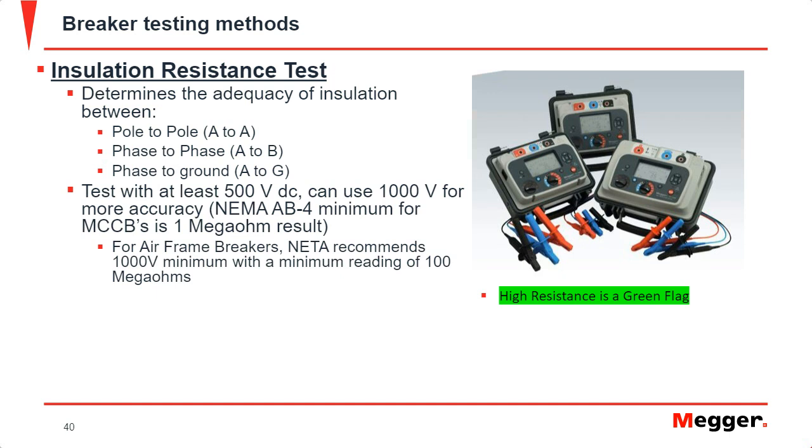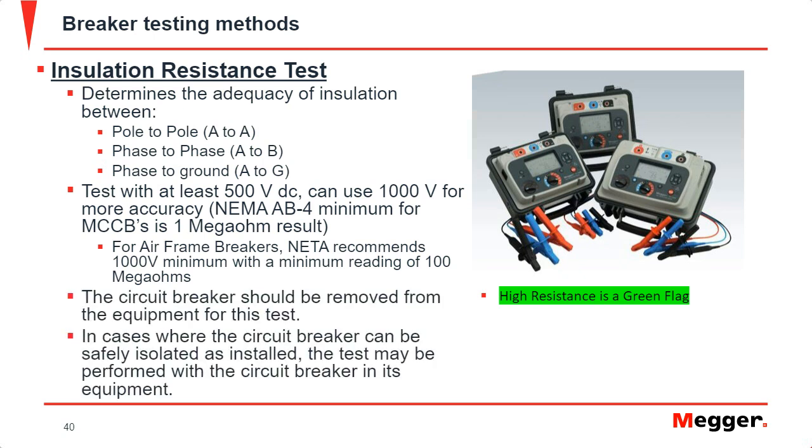Typically, the NEMA AB4 recommendation for molded case breakers is to test with at least 500 volts DC, but the more voltage you use, up to 1,000 volts, will give you a little more accuracy, as well as what resistance you should expect. And NETA has a recommendation here of 1,000 volts minimum with a minimum reading of 100 megaohms for your air frame breakers.